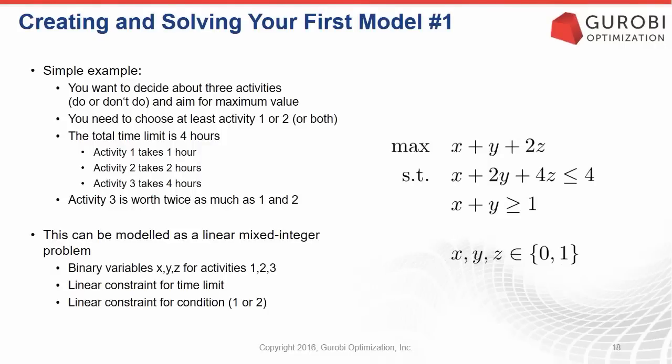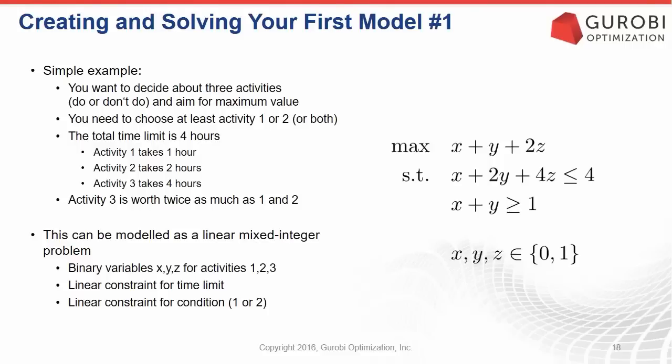So you want to decide about 3 activities, and those are binary variables, which means 0 or 1, do or don't do. So what you want to do is decide which of these, or if all of these activities should be done, but there are some constraints. The first constraint is you need to choose at least activity 1 or 2. So for any feasible solution, you need at least one of these two or both.